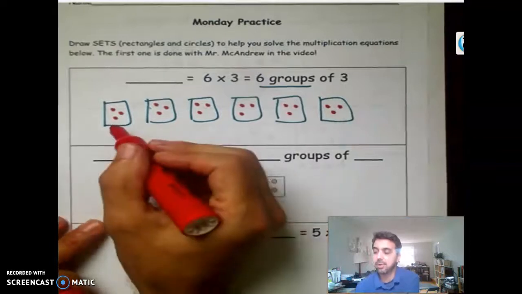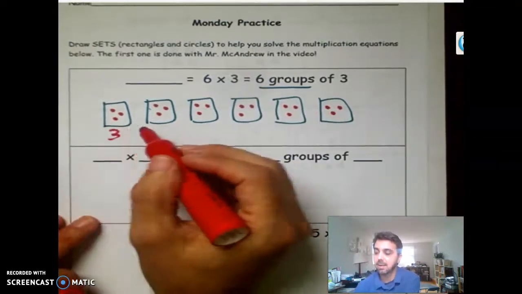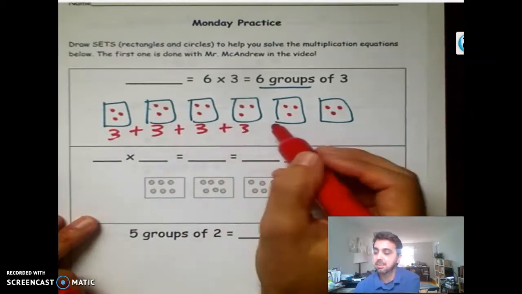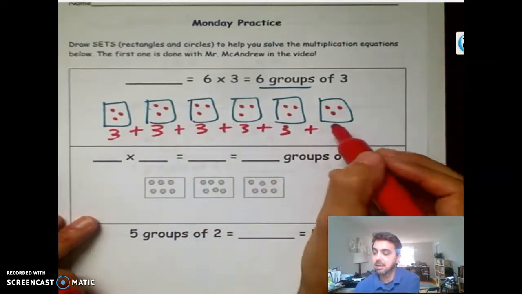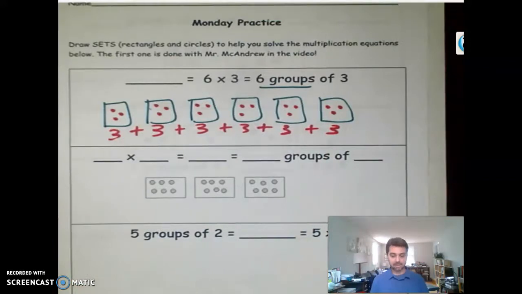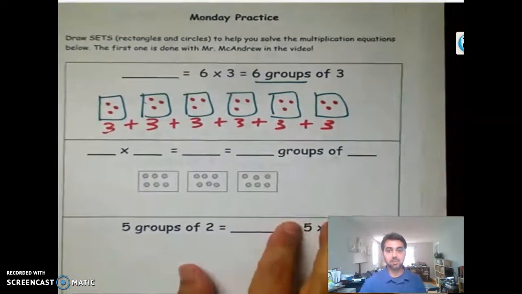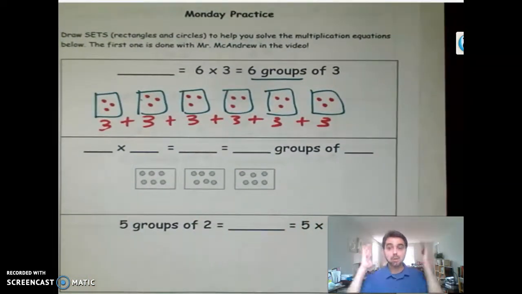All right, so we have 3 plus 3 plus 3 plus 3 plus 3 plus 3. What does that give us? You need to figure that out and write down the answer here. For this one, we have a picture already. You don't have to draw a picture, but you have to fill in this part.